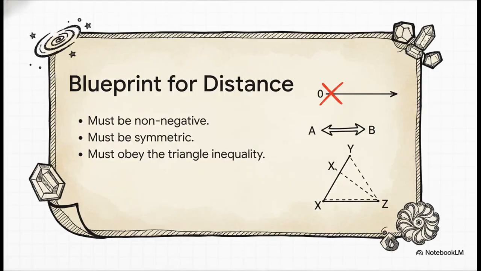So here's the big takeaway. These three simple rules, that's the whole blueprint for distance. Anything, any function, no matter how weird it looks, if it follows these three rules, we can call it a valid distance metric. And what's so cool about that is it lets us start measuring things in all kinds of strange and wonderful new mathematical worlds.